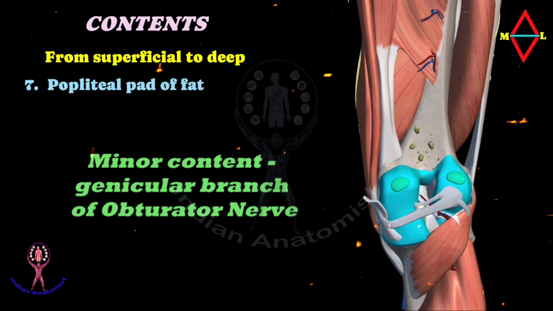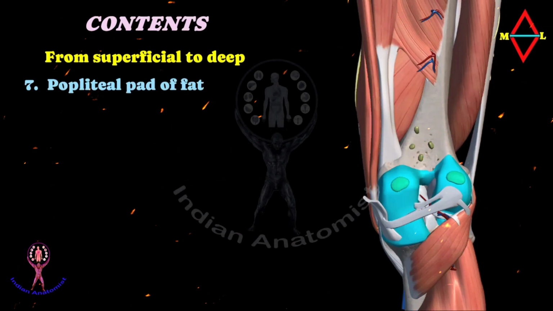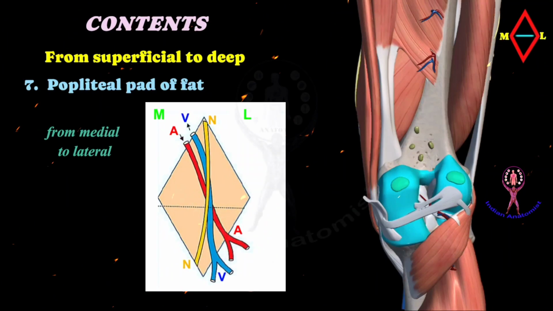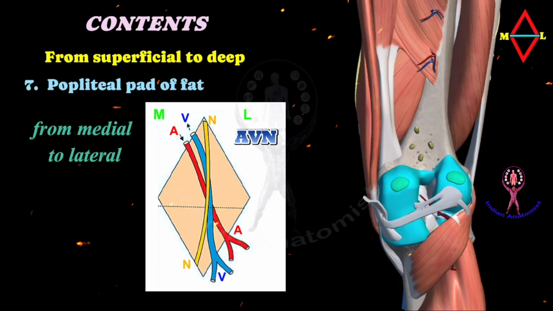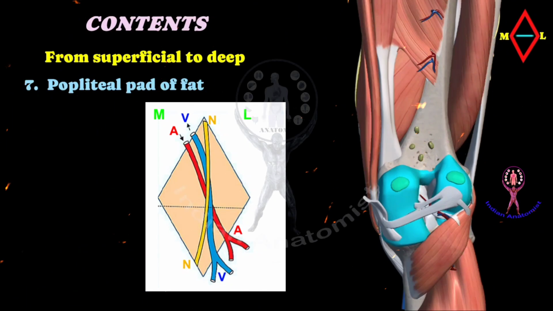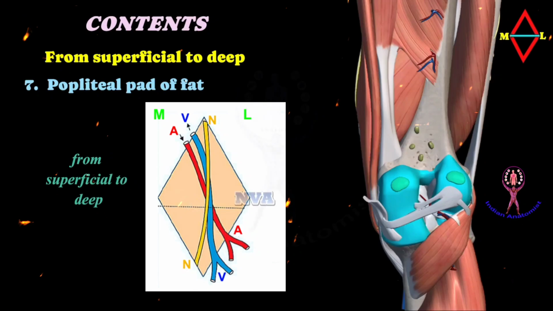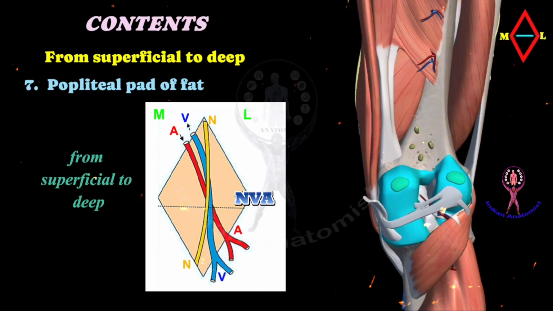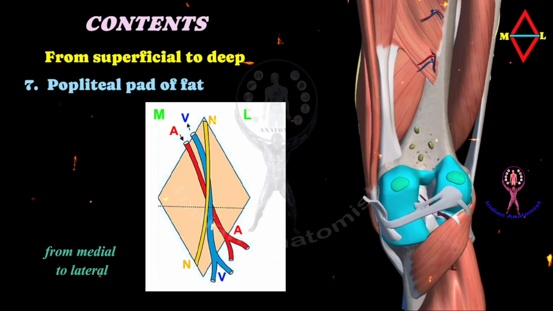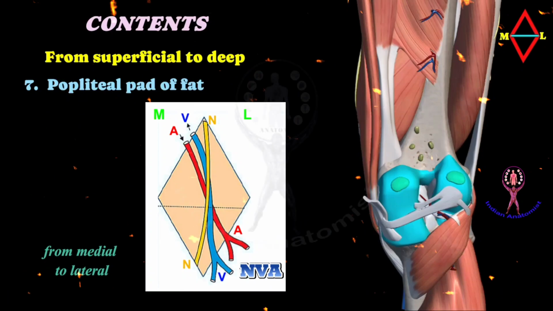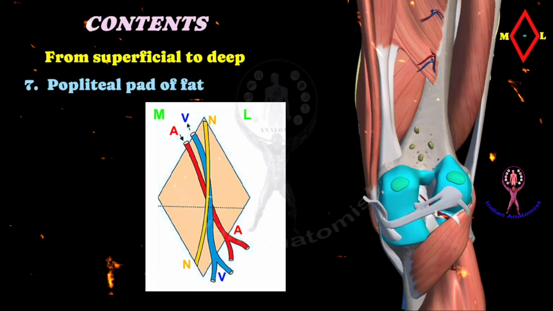A notable point about the popliteal fossa. In the upper part of the fossa, the structures arranged, from medial to lateral, are popliteal artery, popliteal vein, and tibial nerve, that is AVN. In the middle of the fossa, from superficial to deep is tibial nerve, popliteal vein, and popliteal artery, that is NVA. In the lower part of the popliteal fossa, from medial to lateral side, the arrangement is tibial nerve, popliteal vein, and popliteal artery, that is NVA. Gross features of the popliteal fossa are completed.